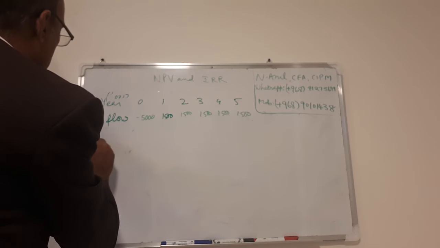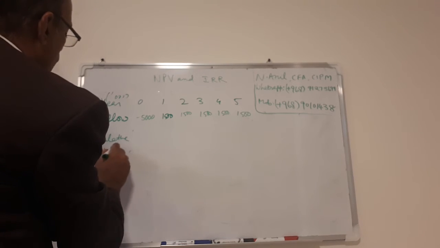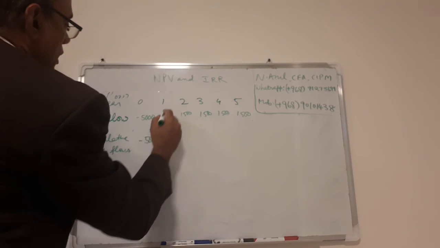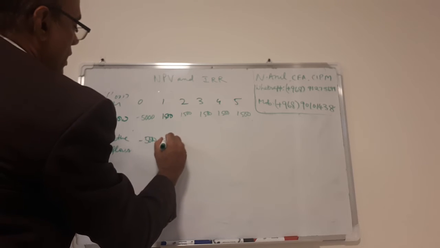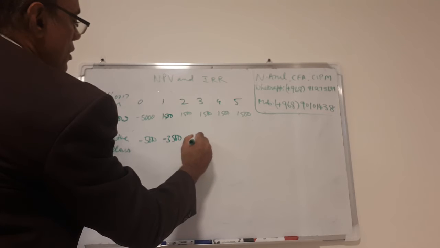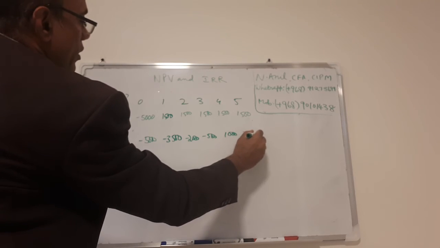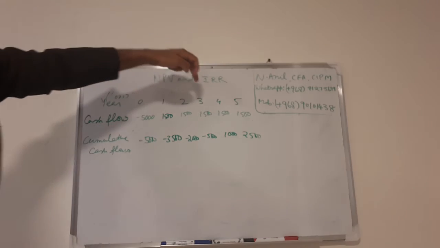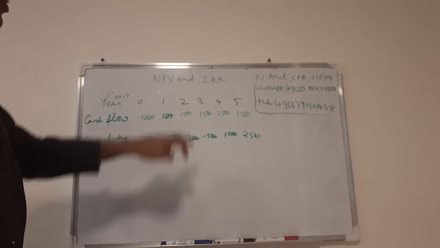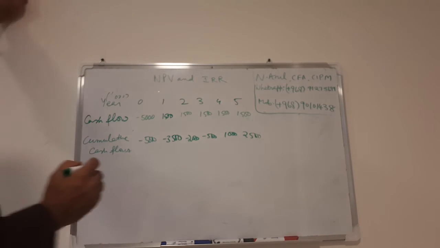So what is the cumulative? Cumulative means you have to sum the cash flow. Cumulative cash flow. So this is minus 5,000. This, if you sum with this, it will be minus 3,500. This will be minus 2,000. This will be minus 500. This will be 1,000. This will be 2,500. So the payback period is coming to 0 between year 3 and year 4. So the payback period is between year 3 and year 4.